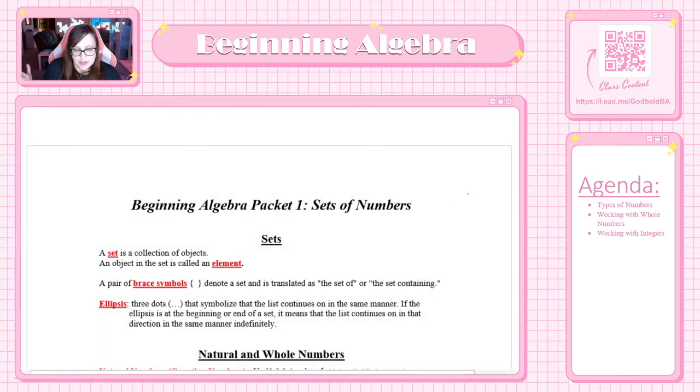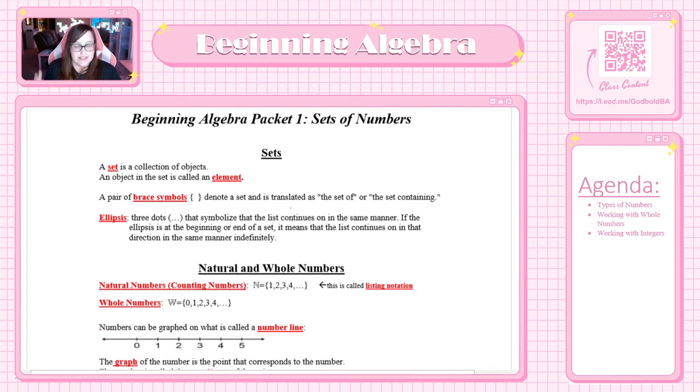Okay, so let's start with sets of numbers. I want to talk about different types of numbers before I start talking about how to perform different operations on them. My cat is just, come on, walking all over my stuff.